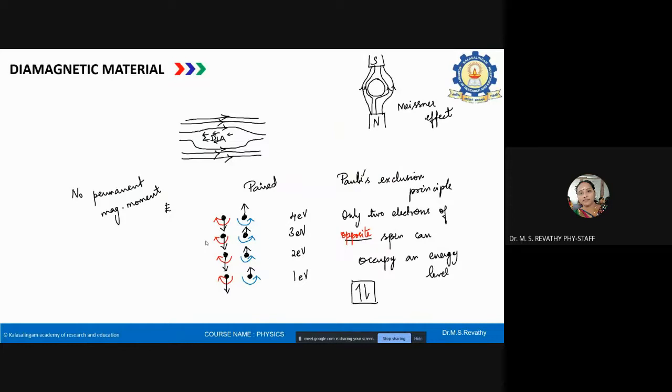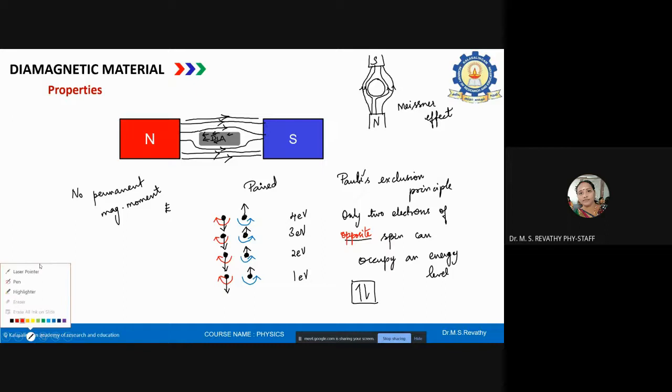Some of the properties we are going to see. I have already drawn some properties on the screen. The first property is this: I have taken a magnetic field. Now the diamagnetic material is placed in the center. Usually, the magnetic lines of force start from the North Pole and end in the South Pole.